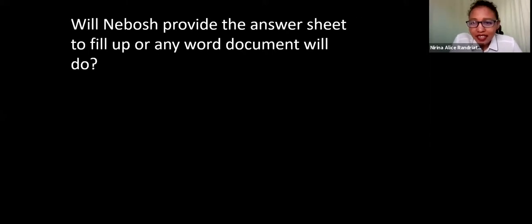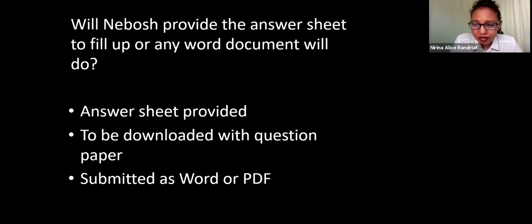Next, will Nebosh provide the answer sheet to fill up, or will any Word document do? Aside from the question paper, you will also have to download the answer sheet provided by Nebosh. It's a simple Word document. You have all the questions already on that paper. What you need is just to fill up the sections for each question. So the answer sheet is provided. You download this from the platform, just like you download the question paper. And then once you complete the exam, you submit it. It could be in Word format or PDF. You upload it on the learning platform again.